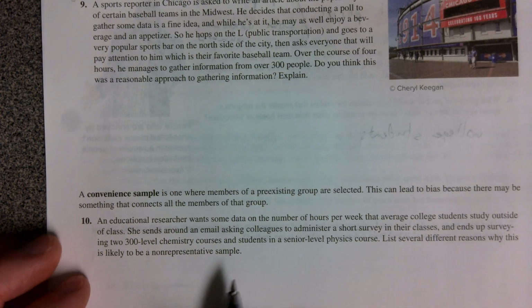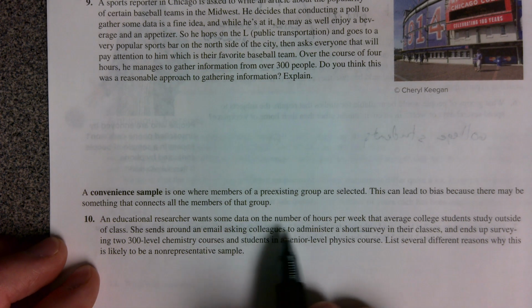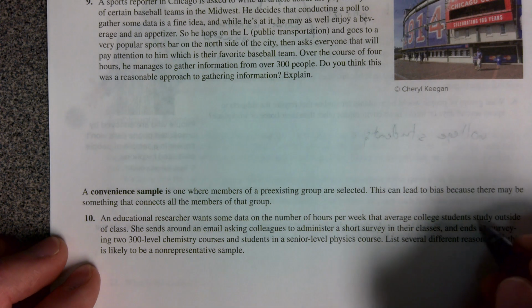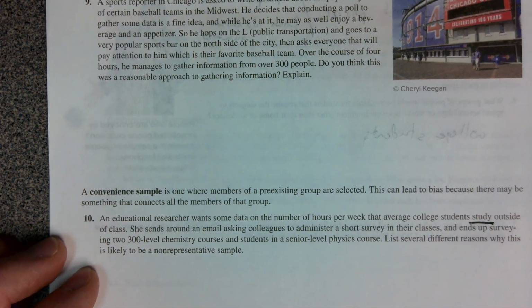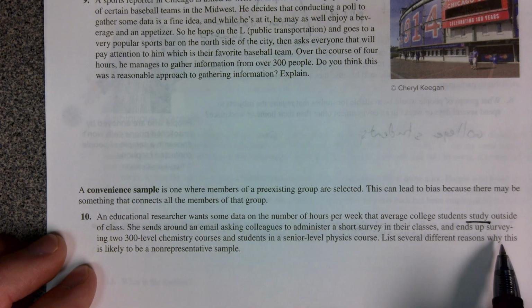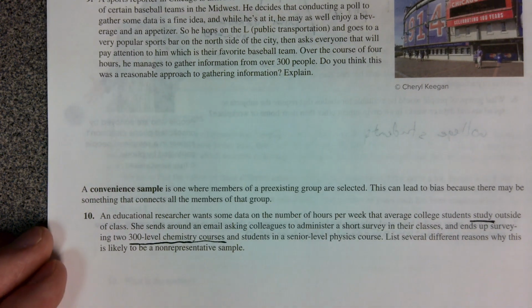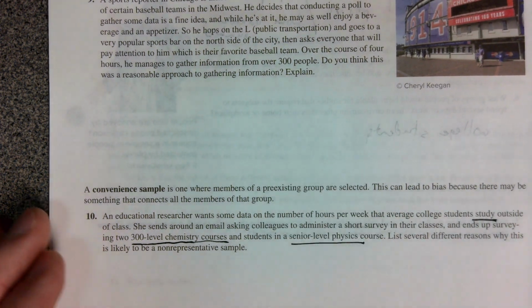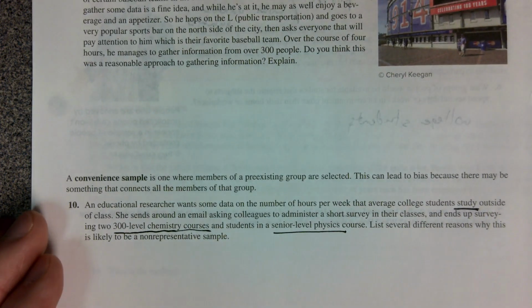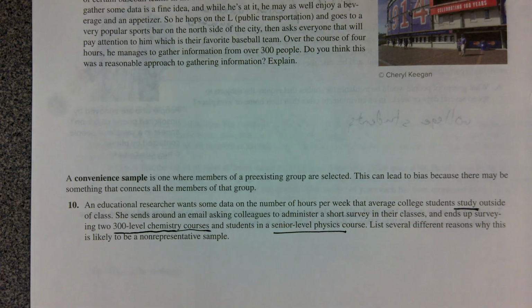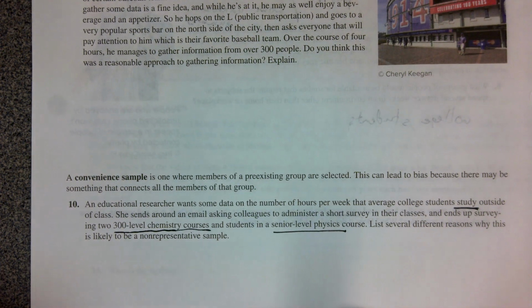In this example, we got an educational researcher who wants some data on the number of hours per week that average college students study outside of class. And they send an email and they only get responses from high-level chemistry courses. Well, chemistry courses and physics courses tend to require more study, and so you're going to get a higher amount of time spent studying because those students need to spend more time because the material is complex. It's like math and English mixed together, right? It's kind of like this course, only, in my opinion, worse, more challenging.